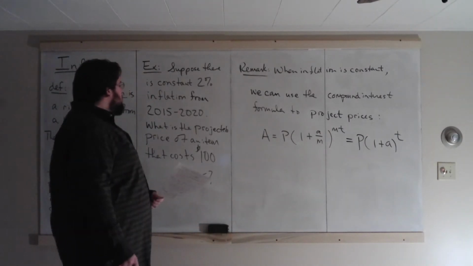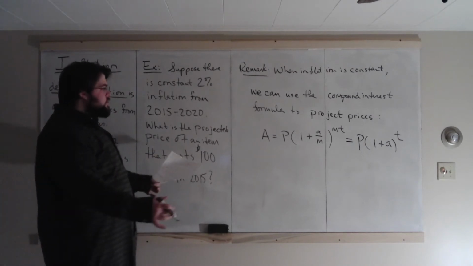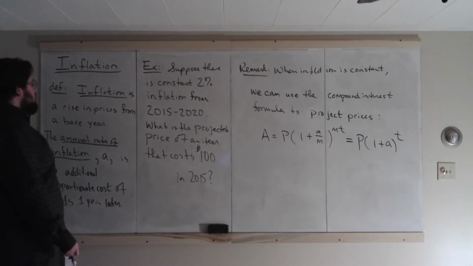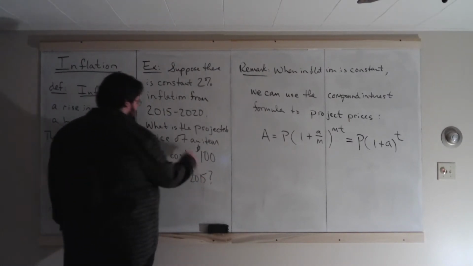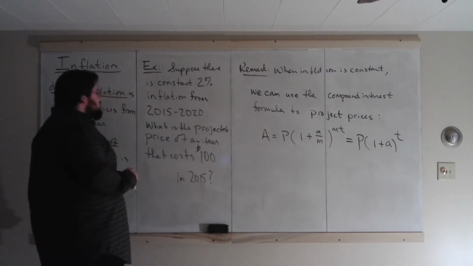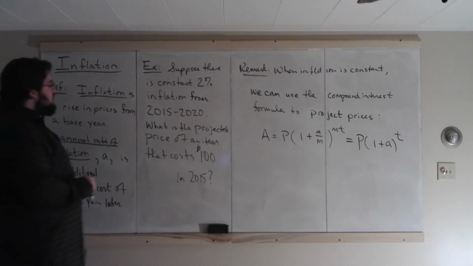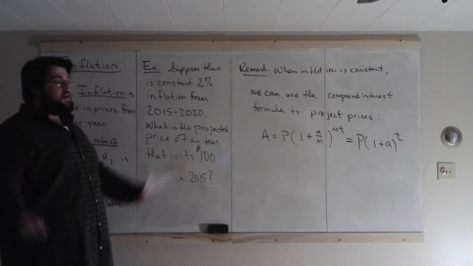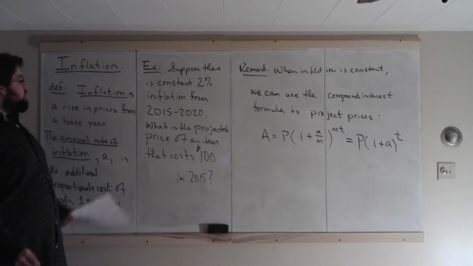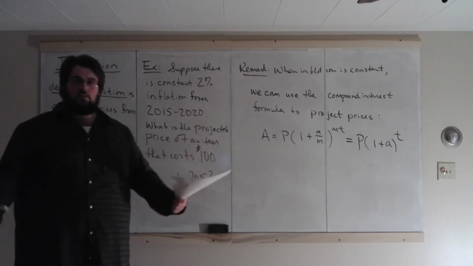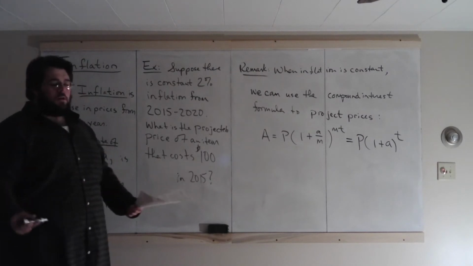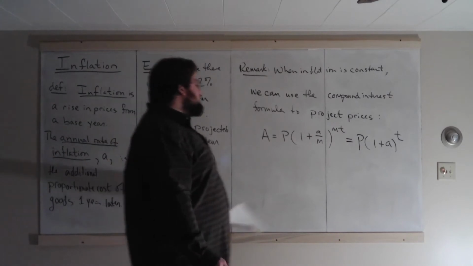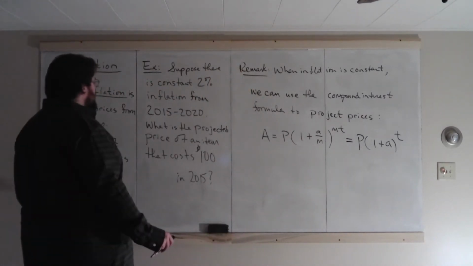To illustrate that further, in this example, suppose there's constant 2% inflation across 5 years. What is the projected cost of an item that costs $100 in the base year? This does not mean 2% of 100 is 2, so the price is $110 because it's $2 for 5 years. This means 1 year later in 2016, it's $102. 2 years later, it's a little more than $104. And we can use this formula to figure out what the projected price is.